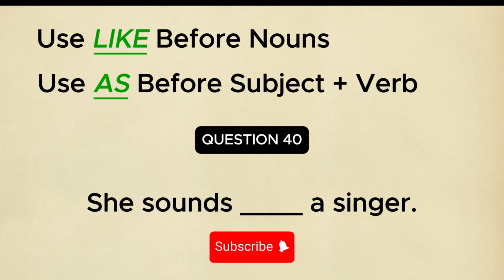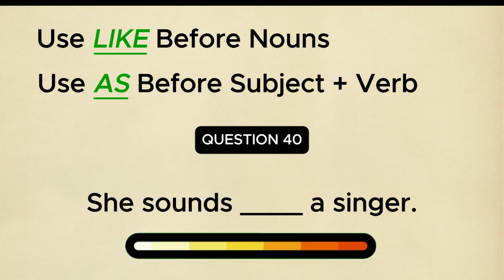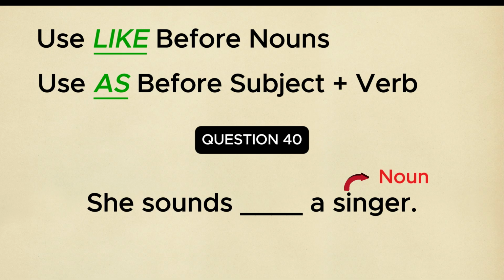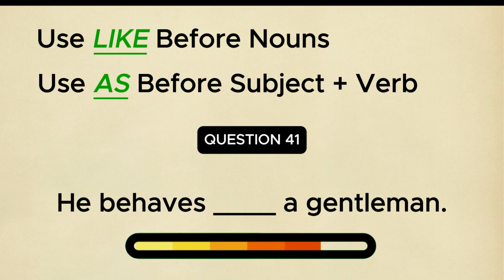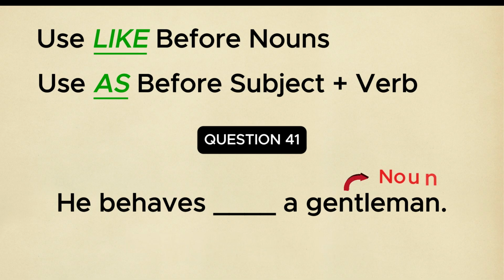40. She sounds blank a singer. This is a noun. The answer is like. 41. He behaves blank a gentleman. This is a noun. The answer is like.